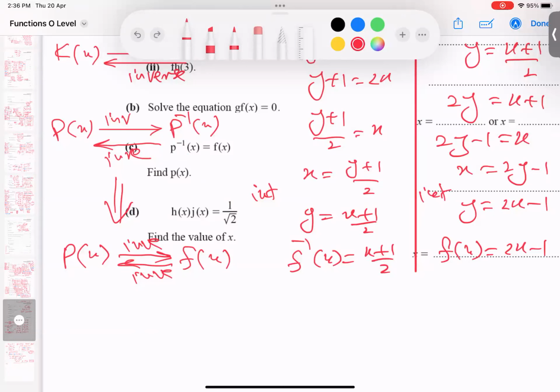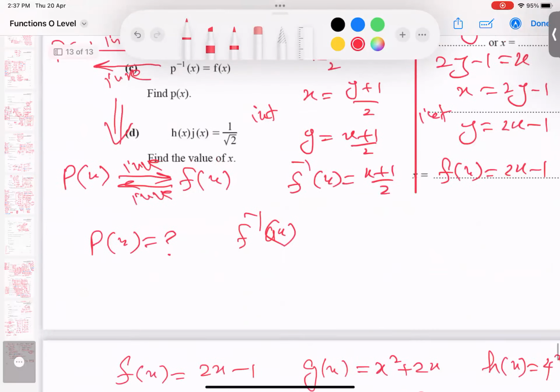So Alhamdulillah, what is the story we have? How to find p of x, students? Find the inverse of f of x, you will get p of x. So I believe you got the point. This is my task. So let's start.